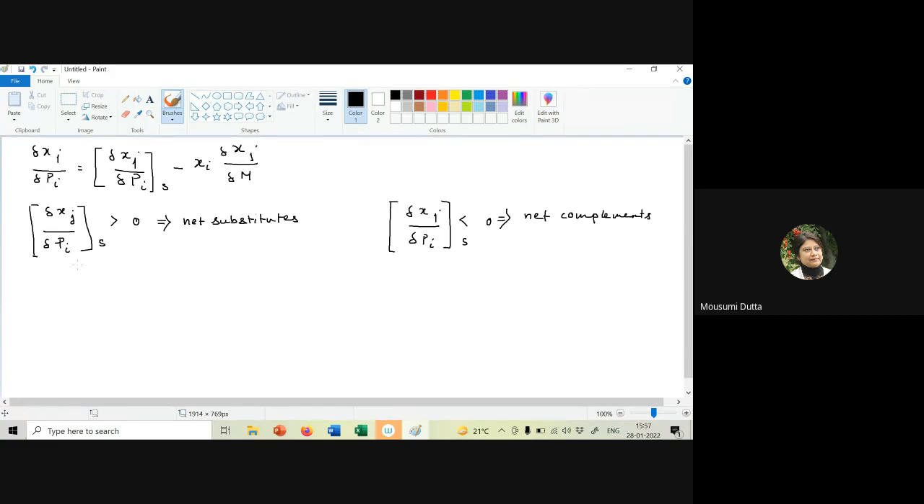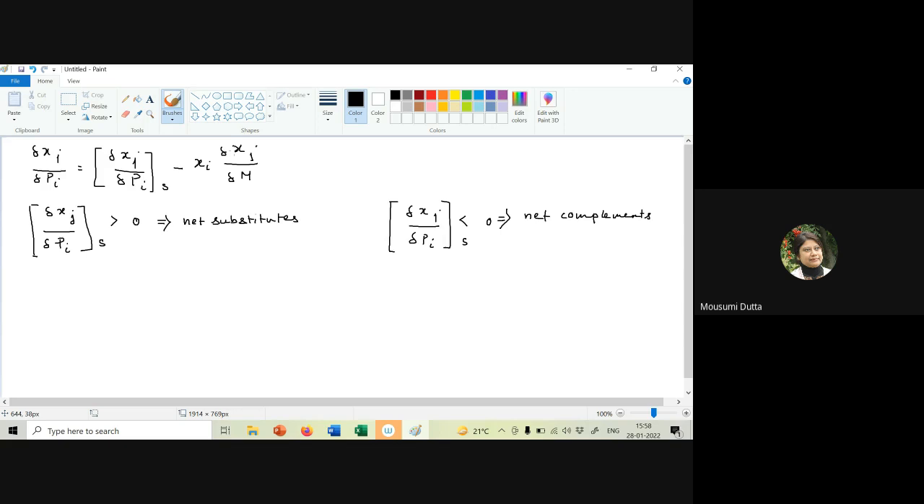Now, we are first starting with del xj by del pi positive. This right hand side is positive. Now this entire thing will be positive if del xj by del m is negative. That is, the total effect will be positive. In this context, the total effect will be unambiguously positive if and only if this del xj by del m is less than 0.